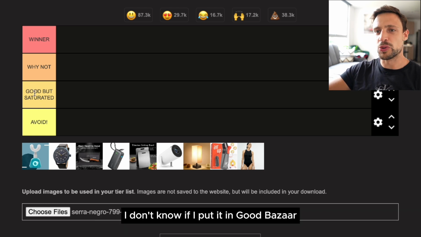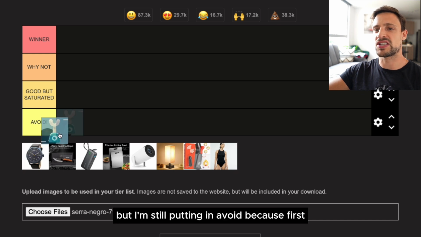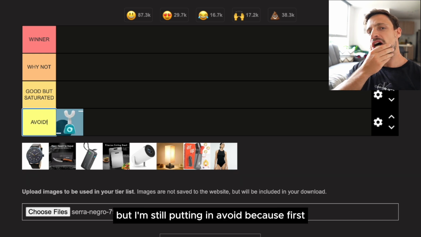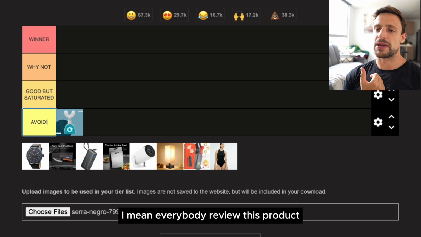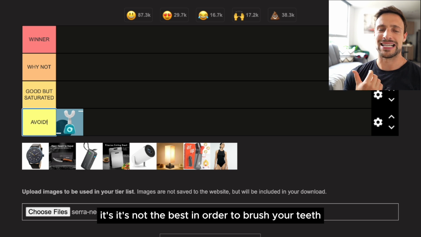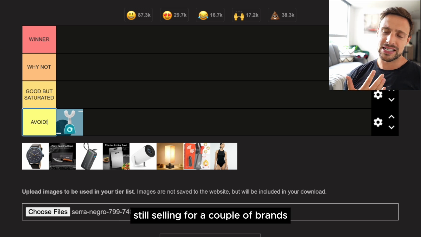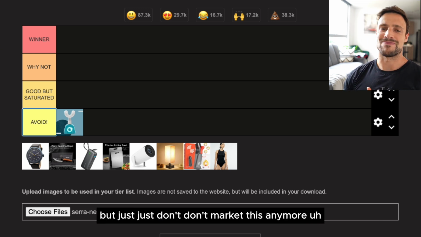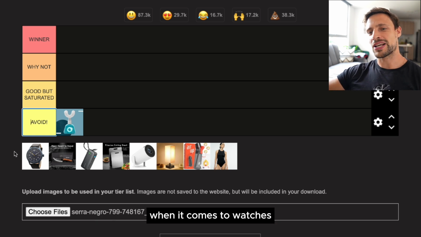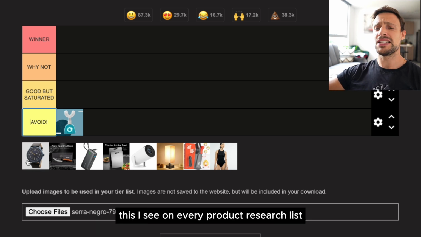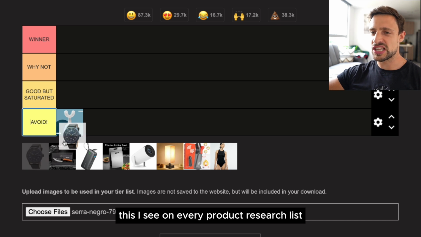I don't know if I put it in good but saturated because it made good sales, but I'm still putting it in avoid. Because first, it's not that great a product. I mean, everybody reviews this product. It's not the best in order to brush your teeth. It sold a lot a couple of years back, still selling for a couple of brands, but just don't market this anymore.